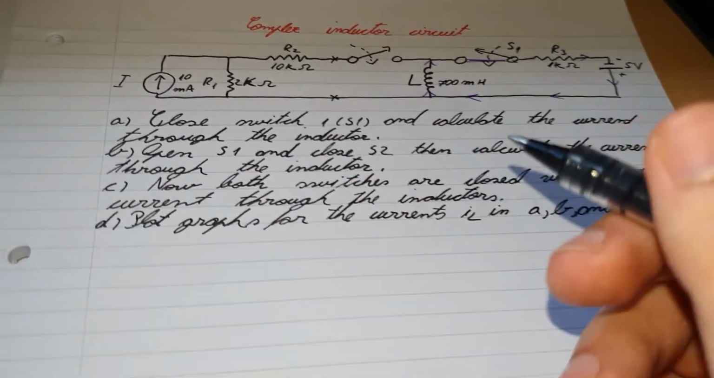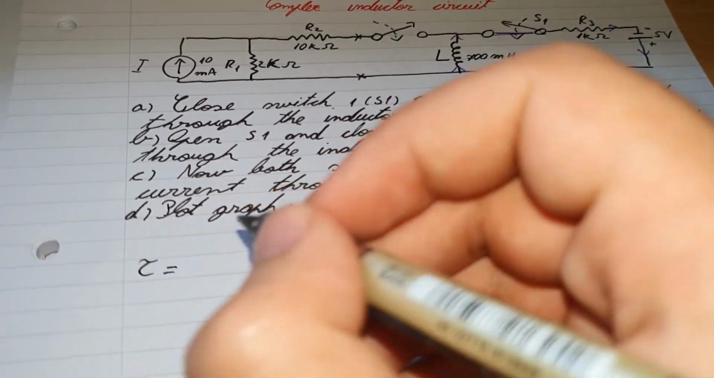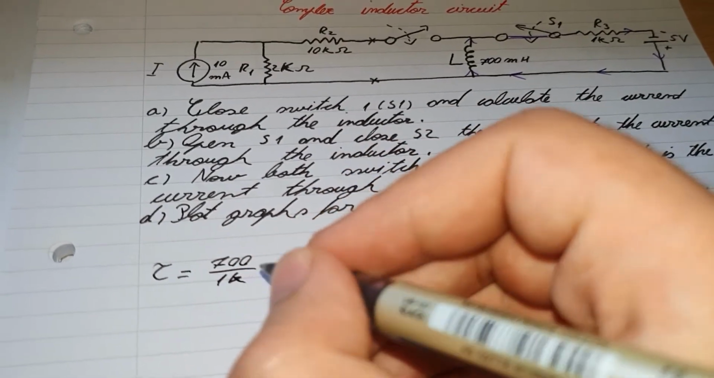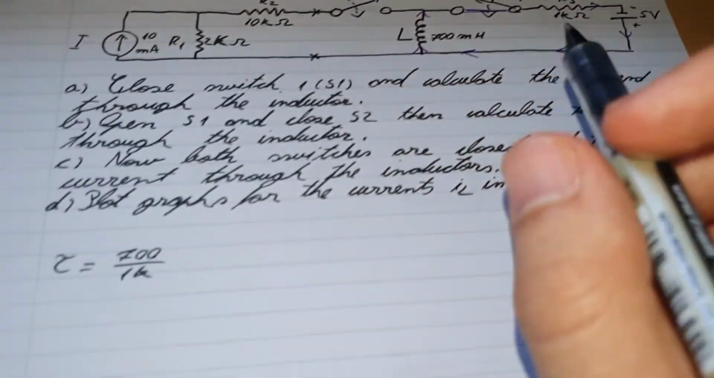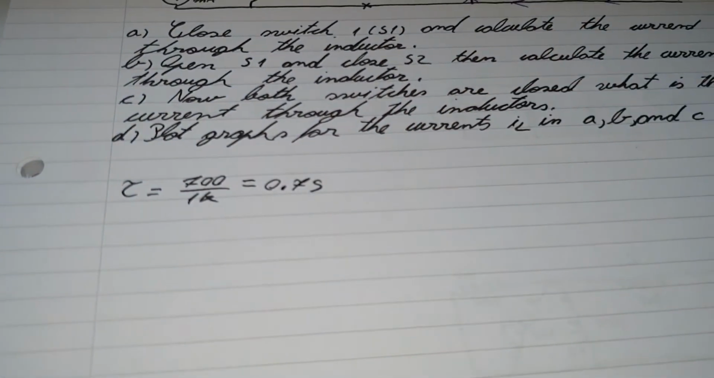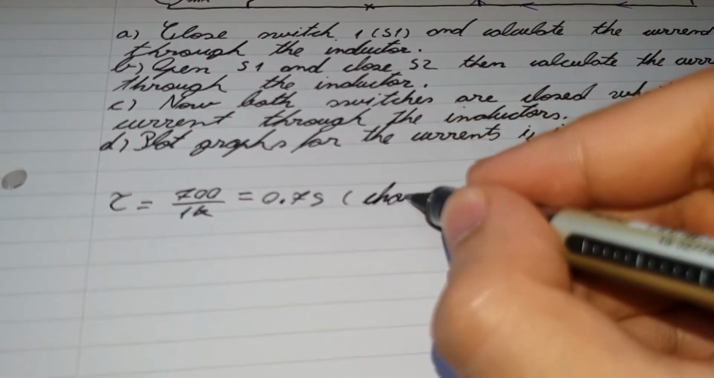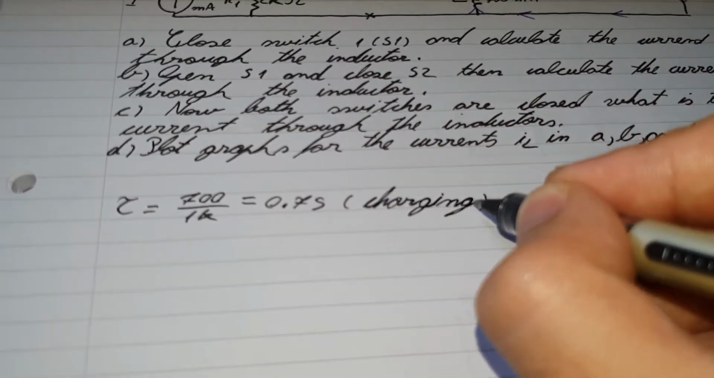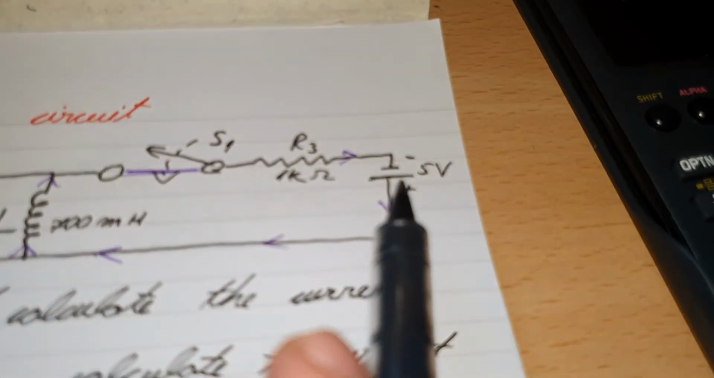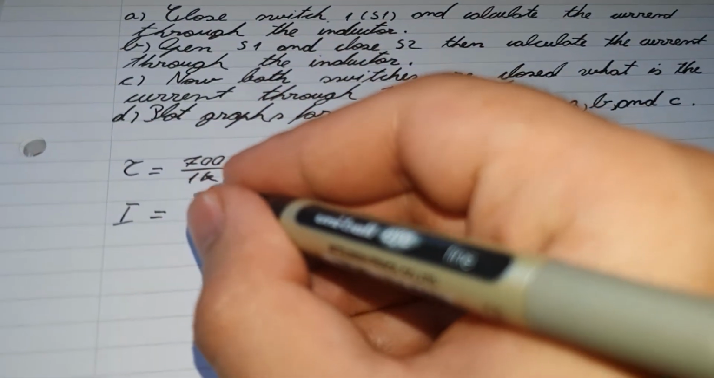But anyway, first, as usual, we start by calculating the time constant. So the time constant will be equal to 700, which is L, the inductor, over 1K, which is the resistance, because there is only one resistor of 1K going through it. And that will simply be equal to 0.7 seconds, or 700 milliseconds if you want to be that specific. And that will be when charging. So charging. There you go. Now we can easily calculate the current as well, because it's got a voltage source of 5 volts and it's got 1K of resistance, so we can easily calculate the current going through it.